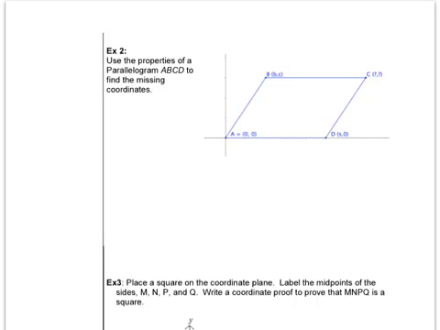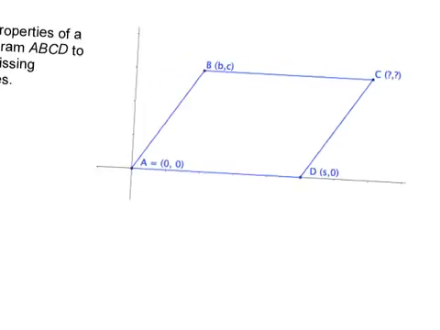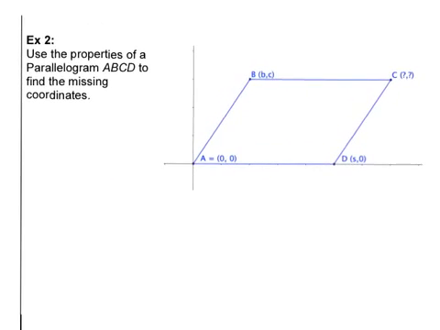Alright, this one I think you guys should be able to do on your own. I'm going to let you try it, so I would recommend that you pause the video now and give it a shot on your own. It says use the properties of a parallelogram ABCD to find the missing coordinates. And here are the missing coordinates here. So I'd go ahead and pause, give it a try, and then come back.